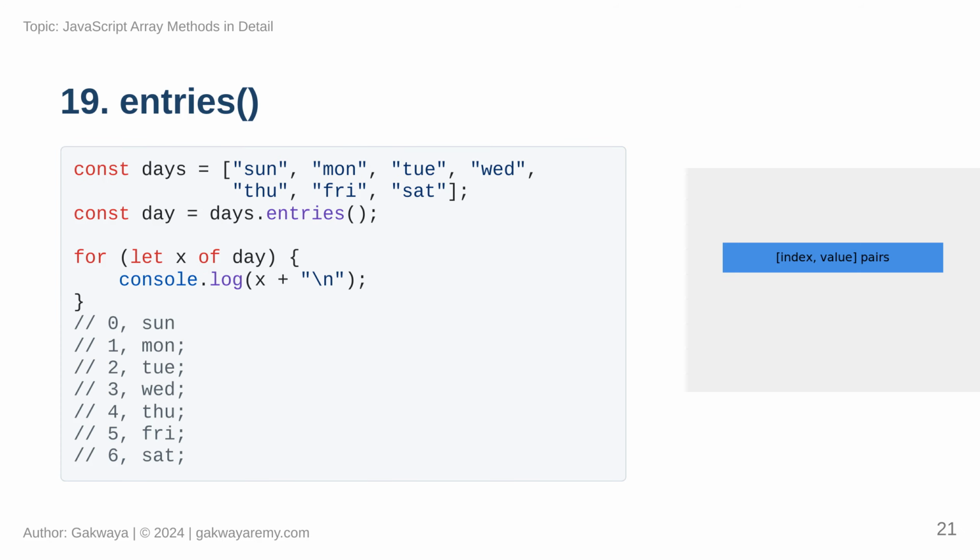entries returns an array iterator object containing key/value pairs for each index in the array. This is particularly useful when you need both the index and value during iteration. Think of it as getting a numbered list where each item comes with its position.